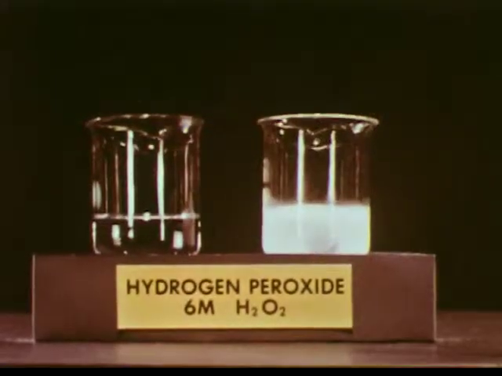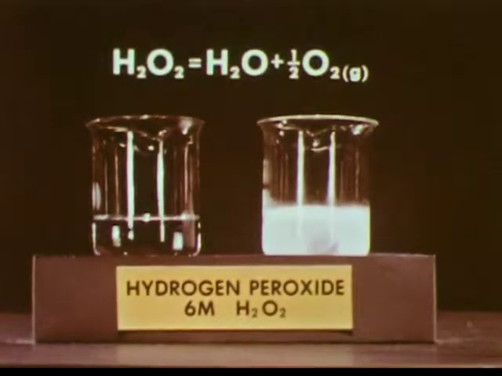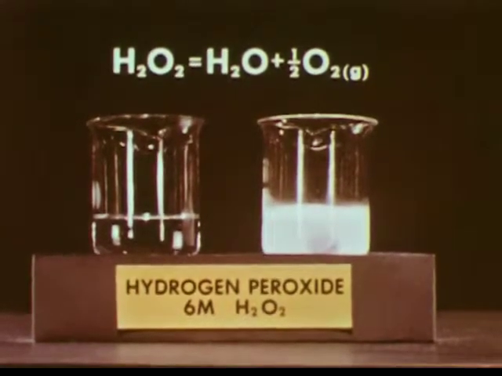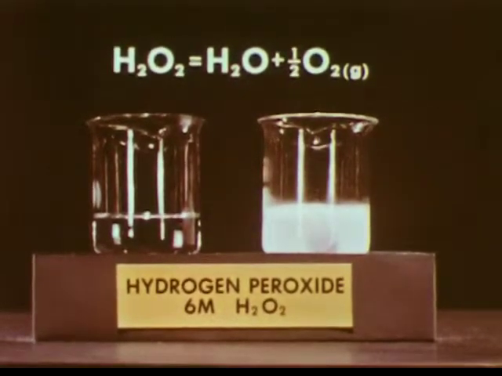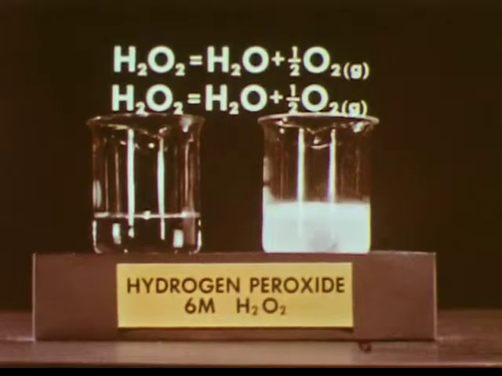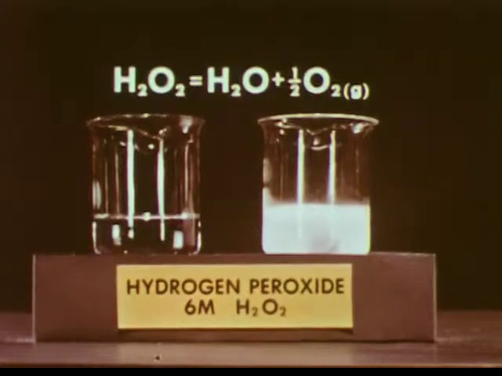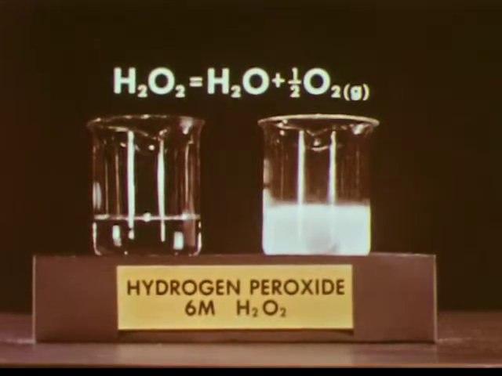Thus, the manganese oxide does not appear in the equation for the net reaction, which reads, hydrogen peroxide gives water and oxygen gas. The equation for the slower reaction without manganese oxide is the same. The net reactions are identical. The only effect of the manganese oxide is to speed up the reaction. There are many substances which increase the rate of chemical reactions without being consumed.